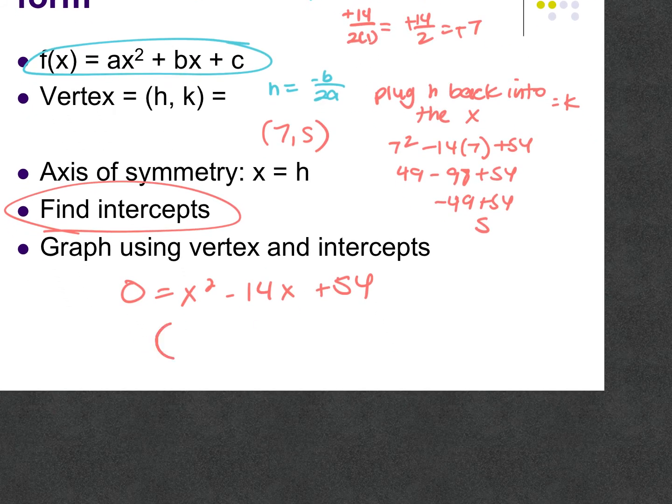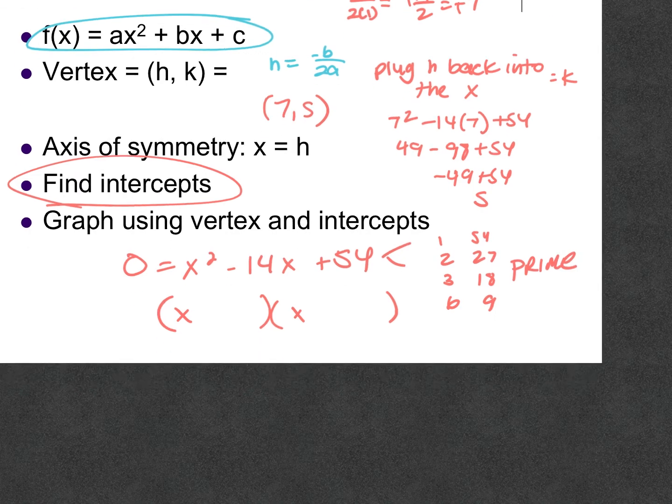So are there factors of 54 that sum to negative 14? Think about 54. It would be 1 and 54, 2 and 27, 3 and 18, 6 and 9. Do any of those add up to 14? No, which is consistent with the fact that we didn't have x-intercepts. This would be prime.